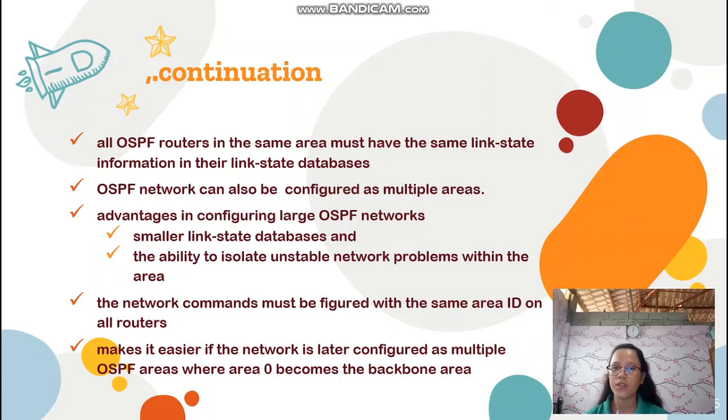Advantages in configuring large OSPF networks: smaller link state databases and the ability to isolate unstable network problems within the area. The network commands must be configured with the same area ID on all routers, to make it easier if the network is later configured as multiple OSPF areas, where area 0 becomes the backbone area.